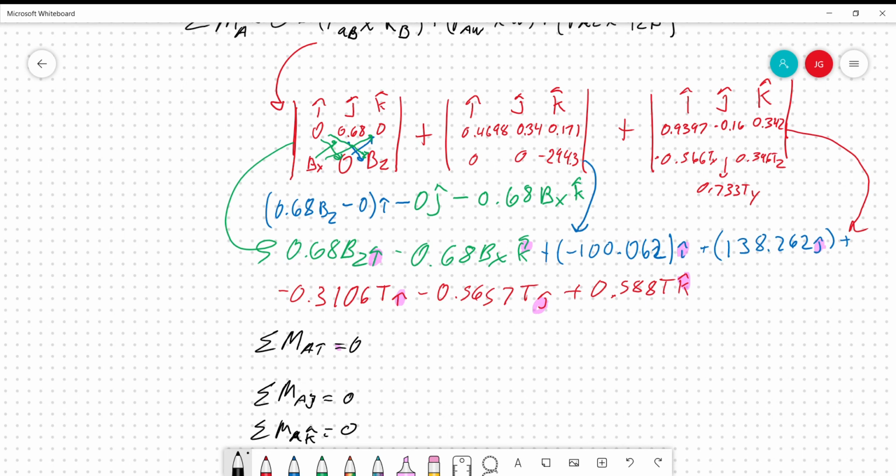So really, we could solve for T right away because it's just 138.262 minus 0.5657 T. So right away, we get T equal to 244.409 newtons, right? Boom. Solved for. We solved for one of them.